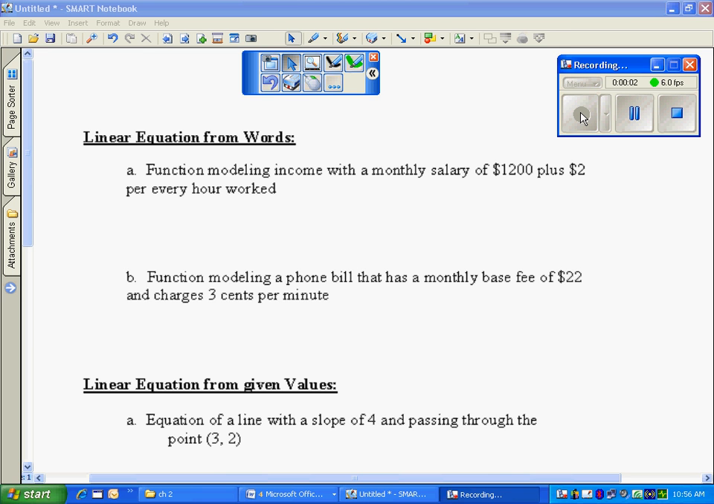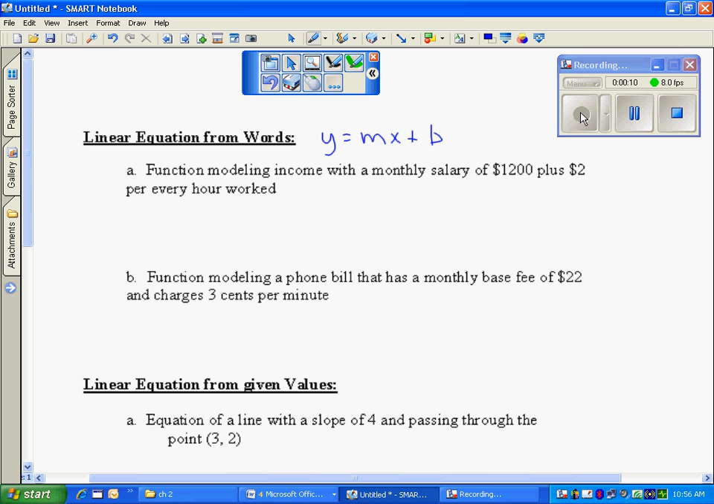Finding linear equations from words. We will still be looking at putting lines into the form y equals mx plus b. So m, if you recall, is the change, and b is my start value. So we want a function modeling the income with a monthly salary of $1,200 plus $2 for every hour worked.